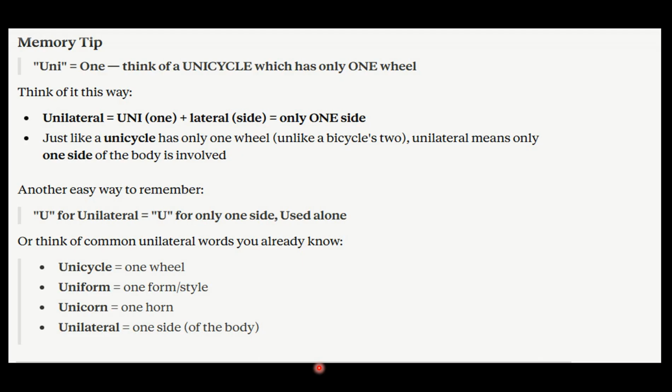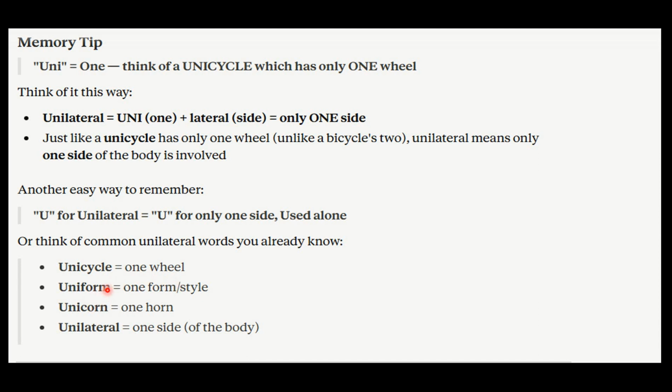For that you can follow this trick. Here you can see uni means one, so just compare it with a unicycle. That means a cycle which has only one wheel. Okay, so just like a unicycle has only one wheel, unilateral means only one side of the body. Correct? Similarly, we have so many examples that you can relate with unilateral, like unicycle, as I mentioned, one wheel.